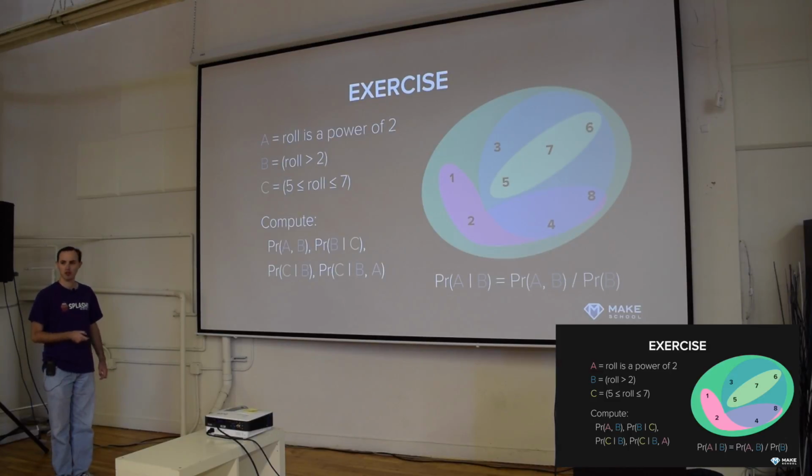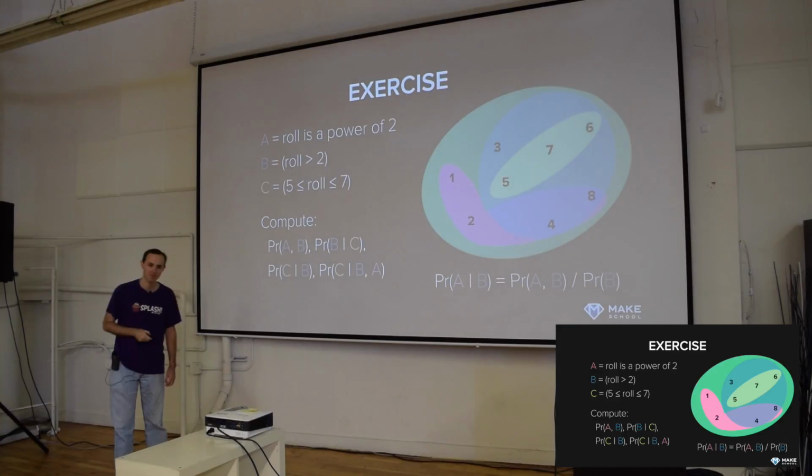Okay. So the next one, probability of B given C. Somebody who hasn't answered a question so far? Right? So first step, find the probability that both of them happen. Okay?